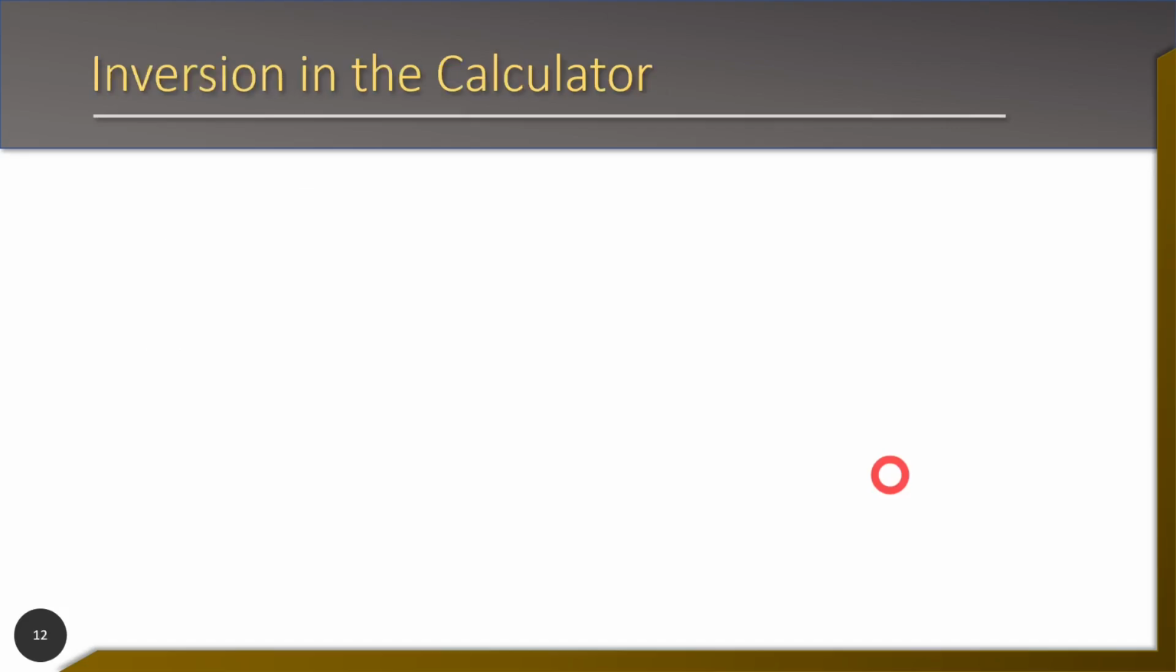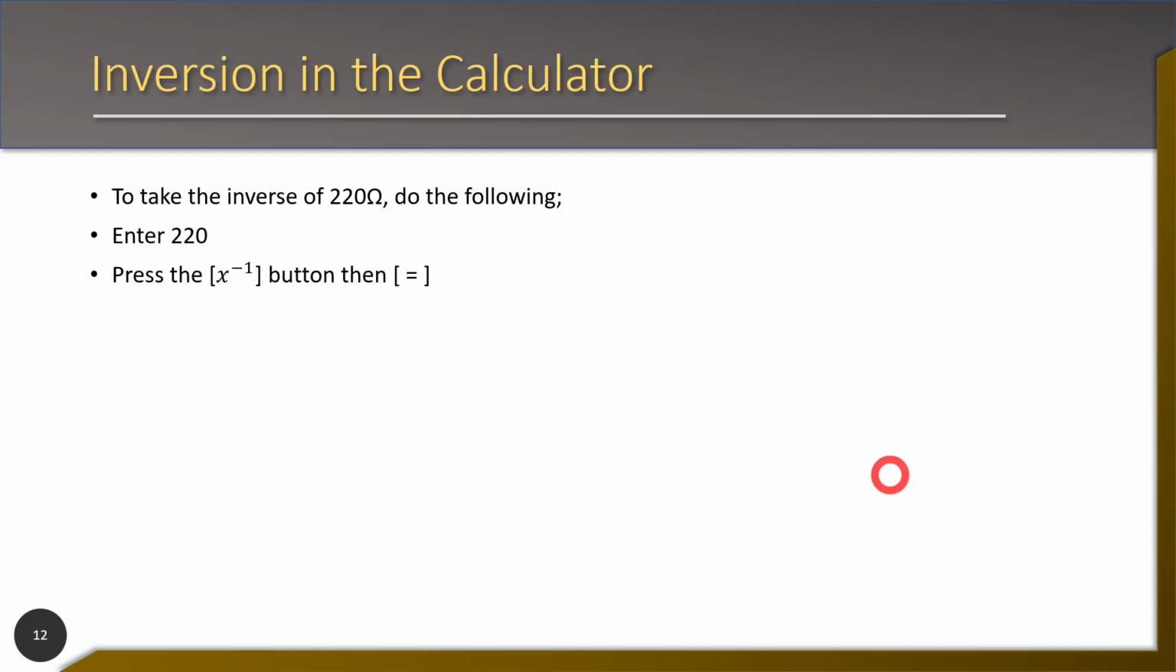Okay, so let's look at our inversion calculation here. To take the inverse of 220 ohms, I'm going to just show you how to do that on the calculator. So you want to enter your 220, and then there's a button that says x to the minus 1. x to the minus 1 means 1 over, or 1 divided by, the number that you just put in the calculator.